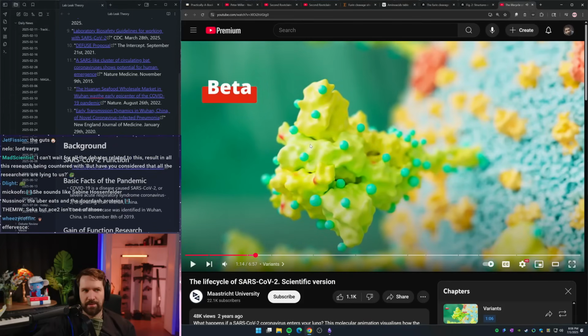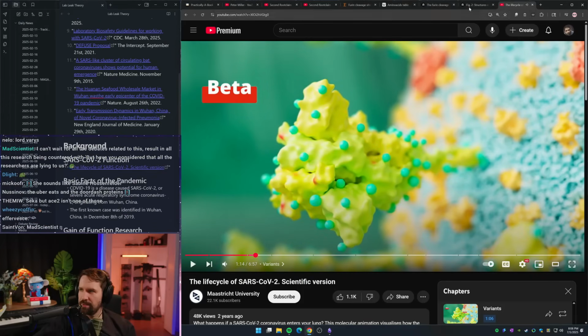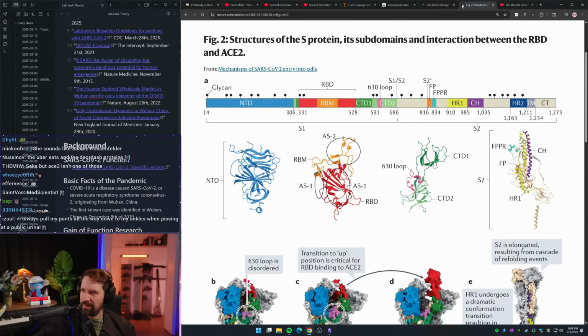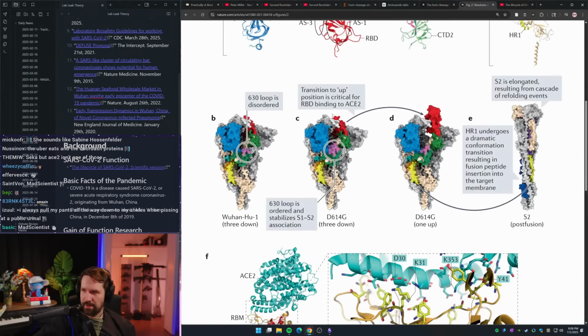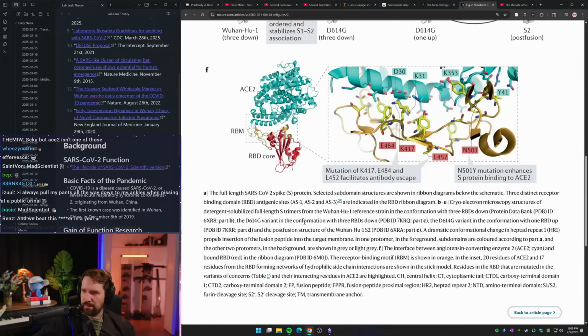Okay, so it doesn't sound like this talks about that up-down switch as much, which maybe, I guess I'm not going to worry about understanding this. Like this transition to up position is critical for RBD binding to ACE2. I'm just never going to understand this. I don't know.